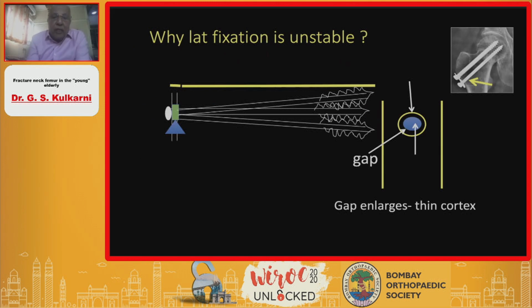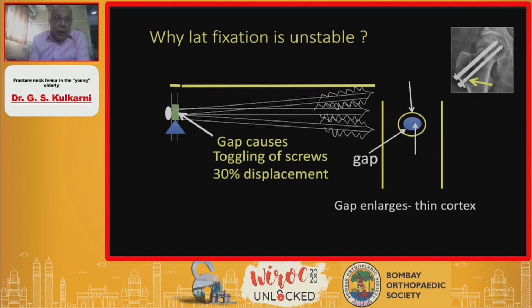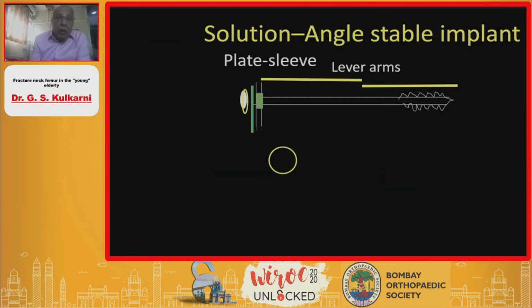Why is the lateral fixation unstable? This is because when we insert a screw, we create a gap between the shaft of the screw and the cortex, and this gap goes on increasing because of the thin, weak cortex, and this gap is the cause of toggling of the screws and 30% displacement. And what is the solution for this?